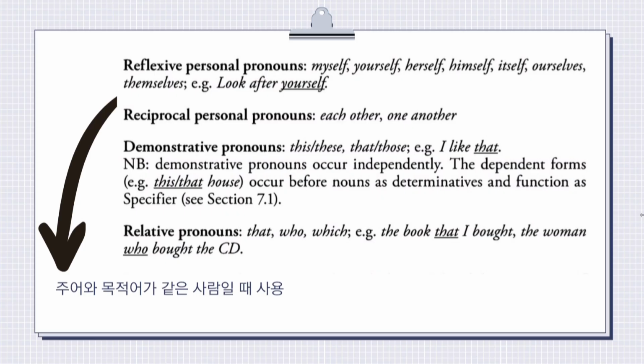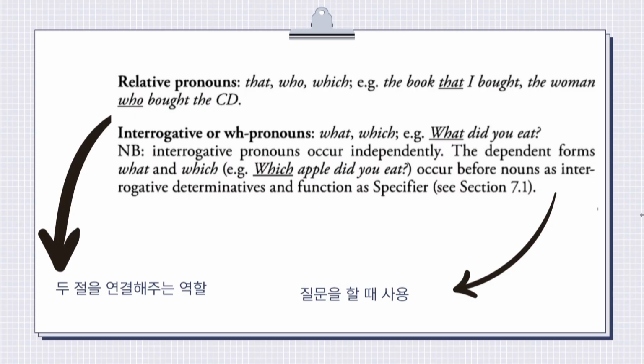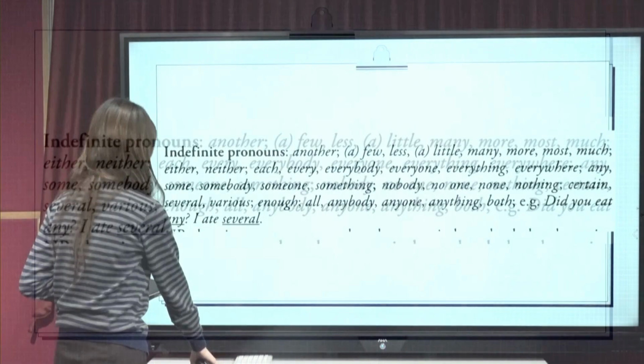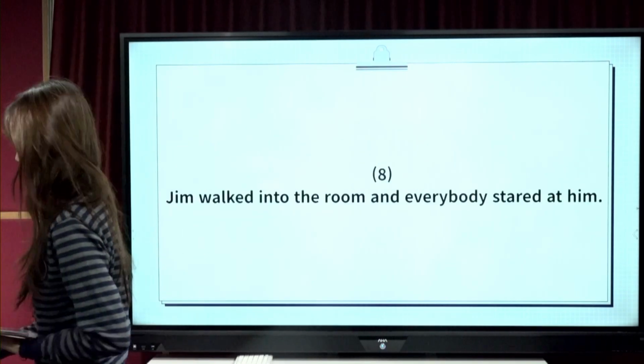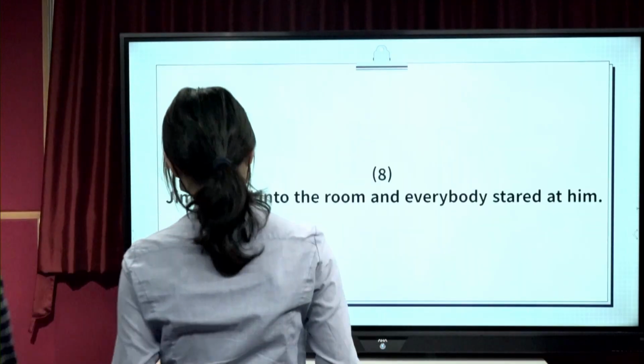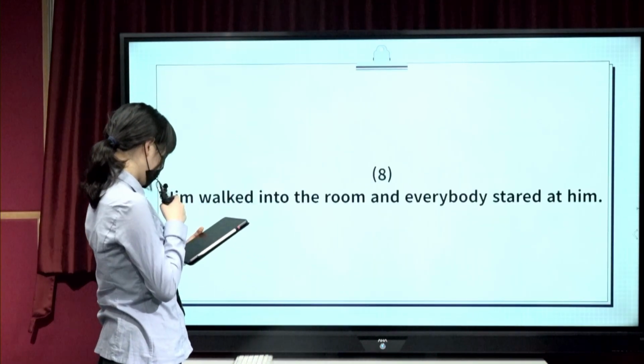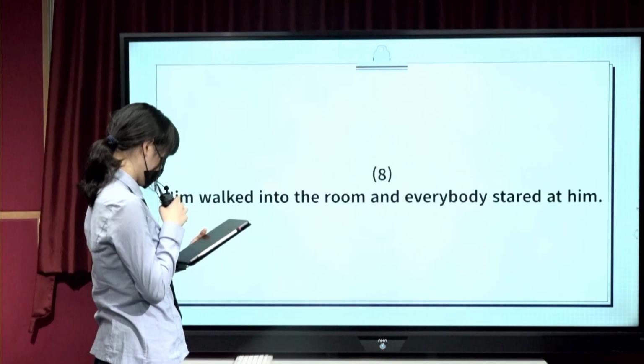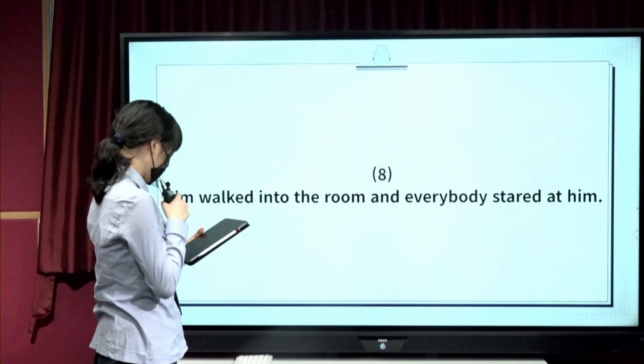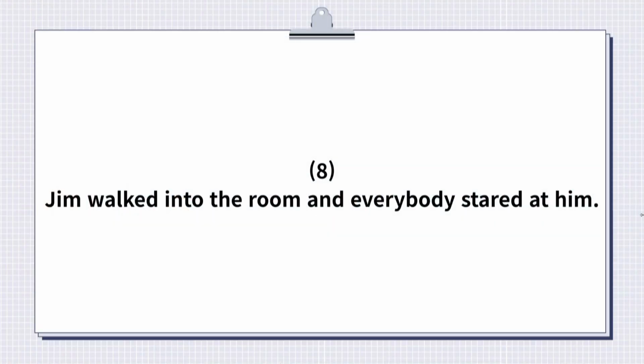Demonstrative pronouns are used to point to things: this, that, these, those. So in this sentence, this pronoun is most likely referring to Jim. We can say that him substitutes for Jim. So we can say that number 9 can also be rendered as number 8.